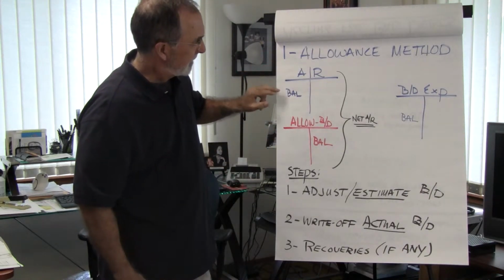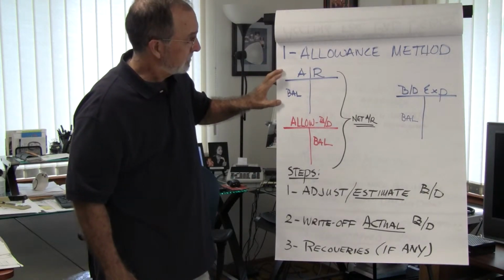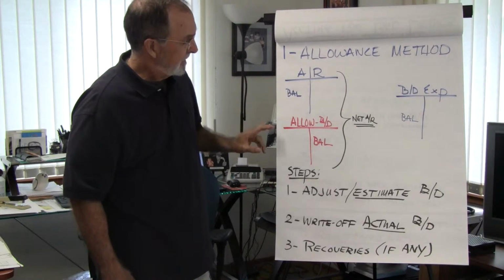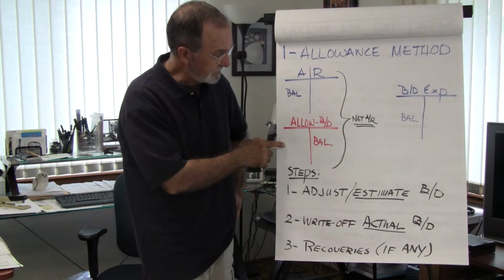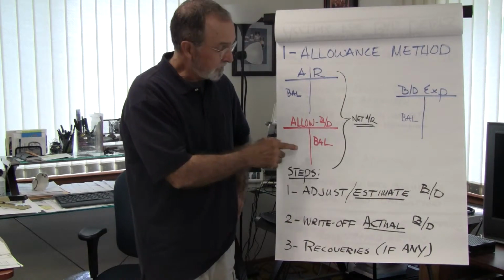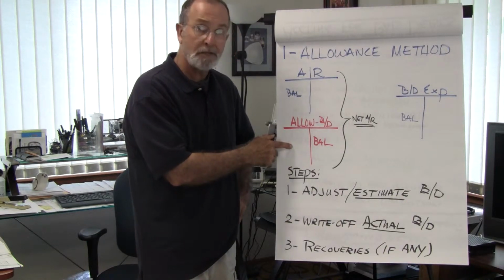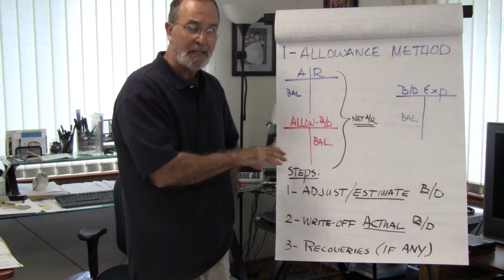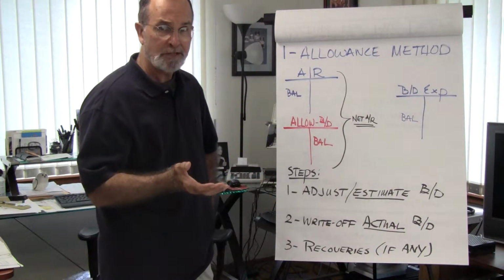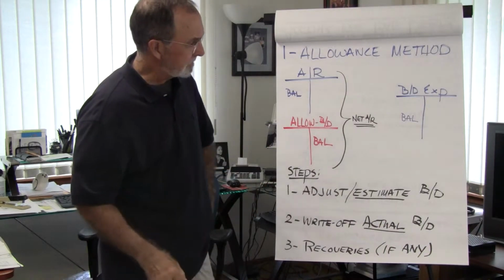Accounts receivable carries a debit balance. Accounts receivable is an asset account and it carries a debit balance. The allowance for uncollectibles or the allowance for bad debts is an asset account, but it carries a credit balance. Therefore, this account is what we would call a contra asset account. It's an asset account that carries a balance that is opposite of the normal asset account balance. So the allowance account carries a credit balance.